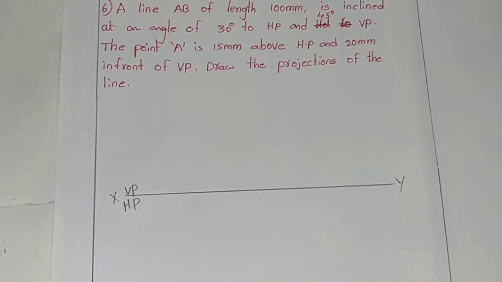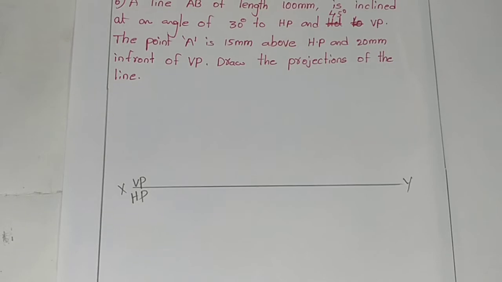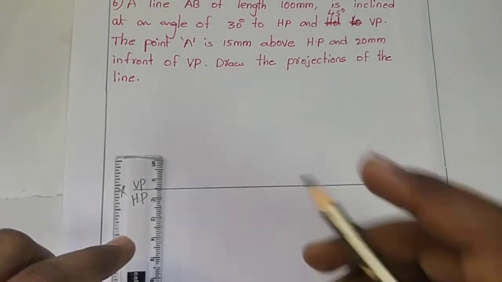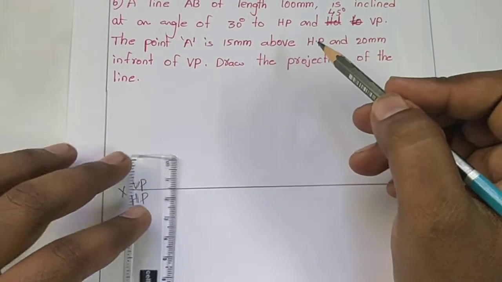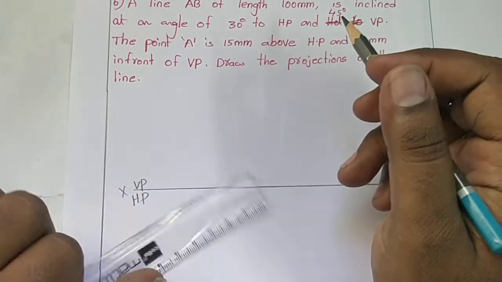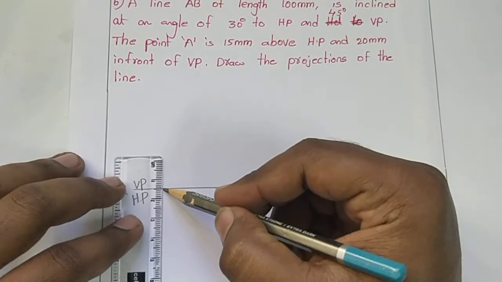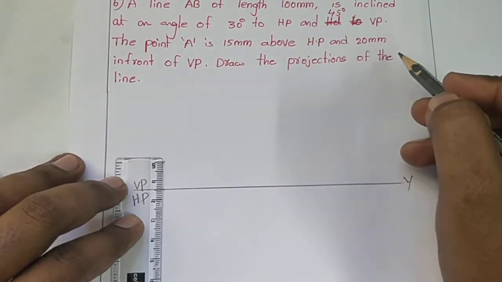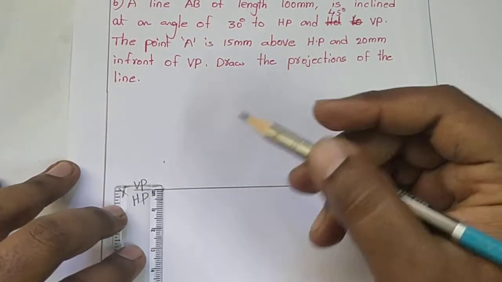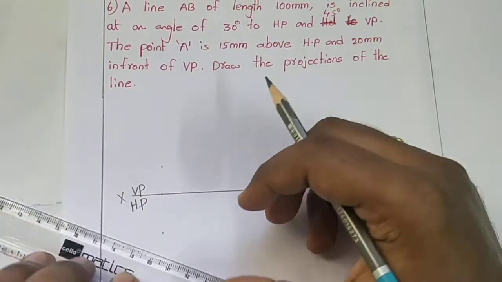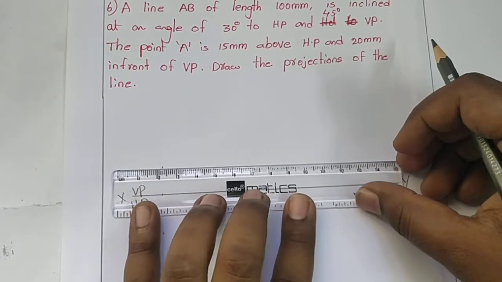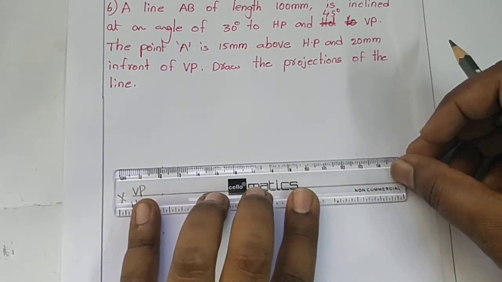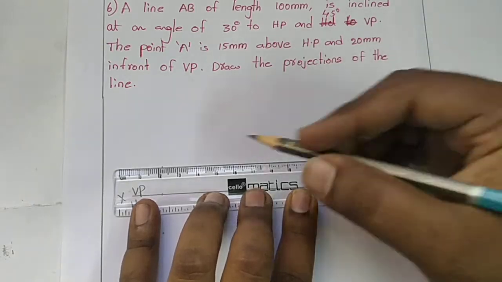For that, first we need to draw the locus of point A. Here the point A is 15 mm above HP, so first we need to draw the line 15 mm above HP, and 20 mm in front of VP. These are the positions of A in front view and top view.